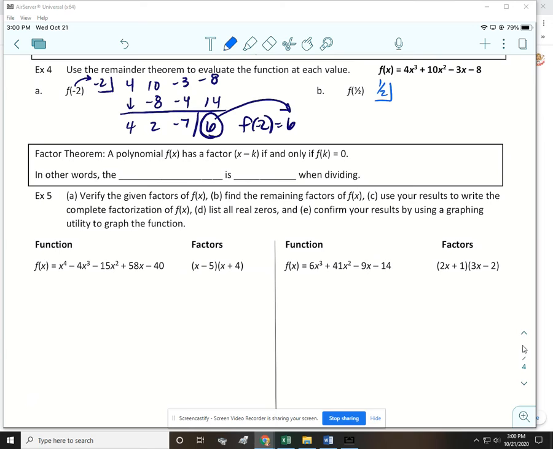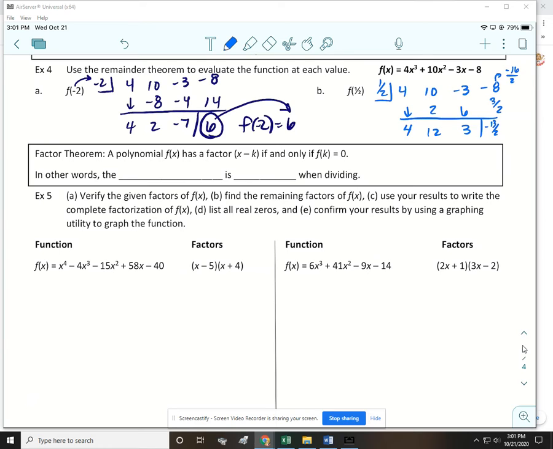We're just going to put 1/2 in the box. All right, then we bring down the 4, multiply by 1/2, add, multiply by 1/2, add, and then this is where it gets kind of messy. Because we do have to add negative 8 and 3/2, which means we need negative 8 to be a fraction with 2 as the denominator. So it's going to be negative 16/2. So negative 16/2 plus 3/2 is negative 13/2.